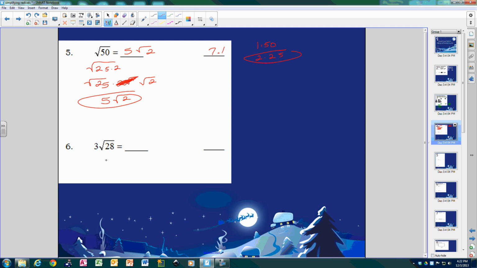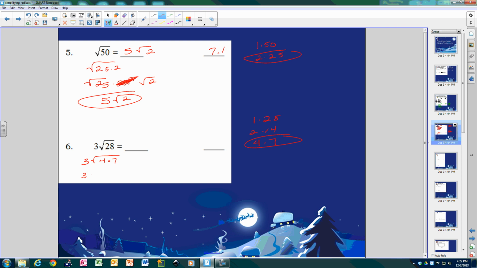Now this one has a number outside. This means 3 times the square root of 28. So that means 3 times. So now I'm going to find my two numbers here. So 1 times 28, 2 times 14, 4 times 7. So I'm going to go with 4 times 7. So this would be 4 times 7.